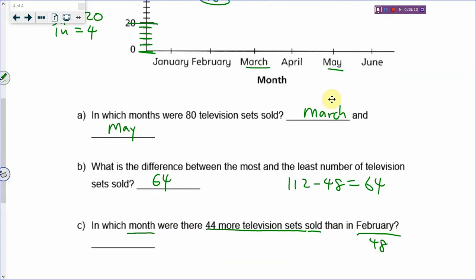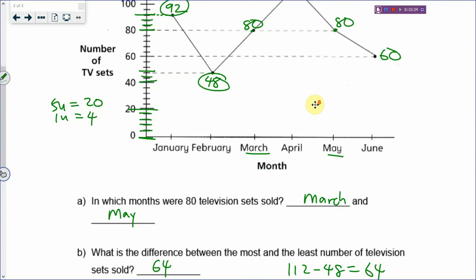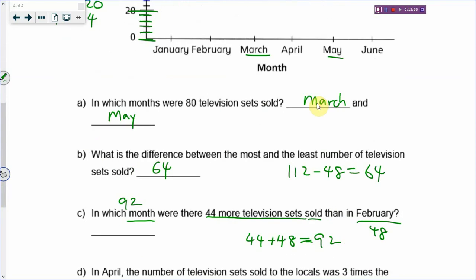And then you have 44 more than 48. So what is 44 more than 48? You add them together, that will give you 92. So which month has 92 TV sets? You look at the line graph and look for 92, which is January. So January has 92 TV sets sold. Now you can put down your answer here, January. So January has 44 more TV sets sold than February.